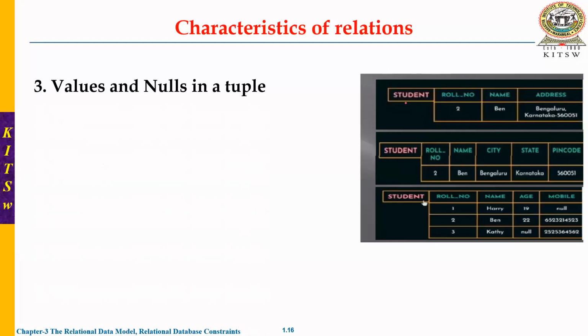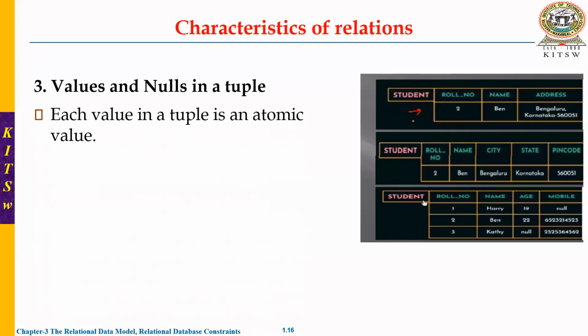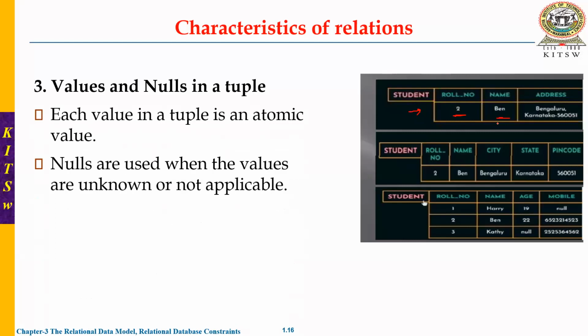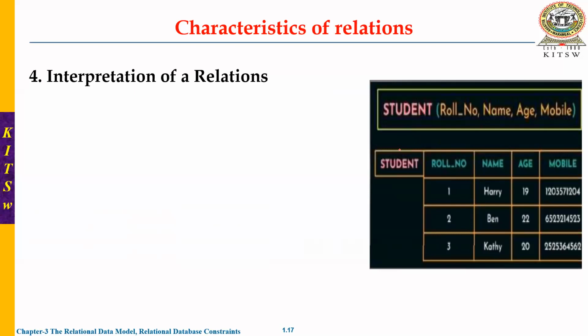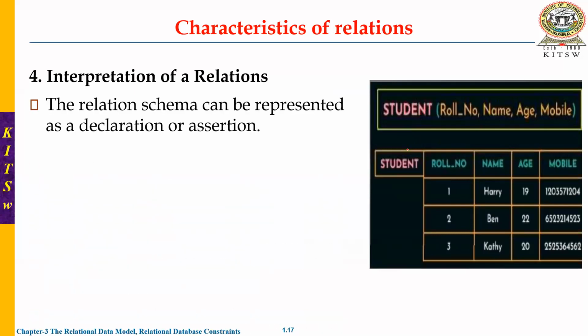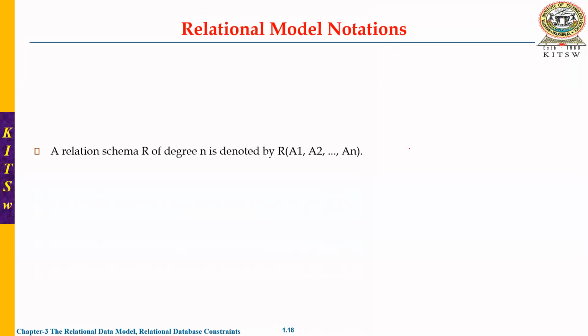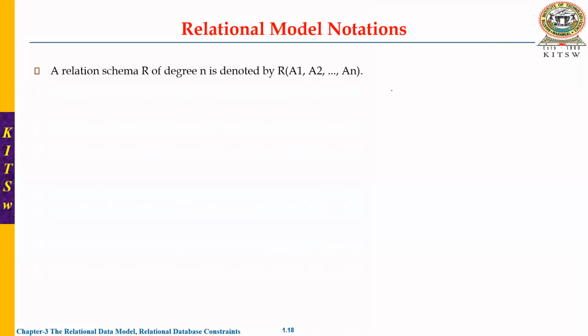So, values and nulls in a tuple. Each value in a tuple is an atomic, single value. Nulls are used when the values are unknown, not applicable, or not needed. Then you can enter the null values. Interpretation of relations: the relation scheme can be represented as a declaration or assertion. Each tuple can be interpreted as a fact. Next, the notations of a relational model.